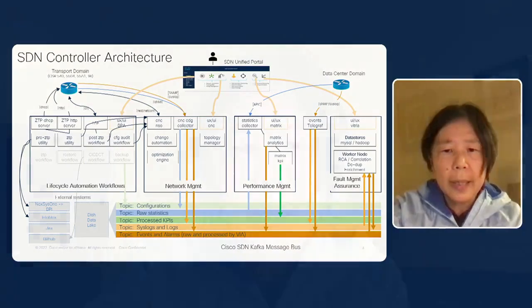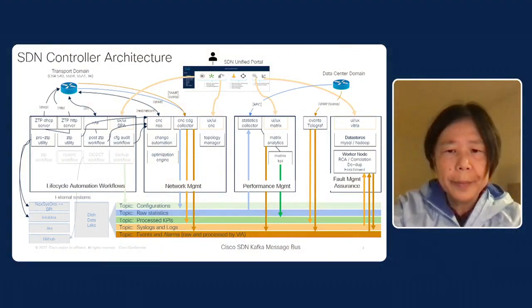So this is the functionality that lifecycle automation takes care of. It takes data from an external system and also bootstraps the network. The network management is, in fact, the Crosswork Network Controller. It has components of NSO, CDG, PCE, which is not in the diagram, and also the whole infrastructure. It has applications of change automation, optimization engine, and the CCAP, which does the topology manager.